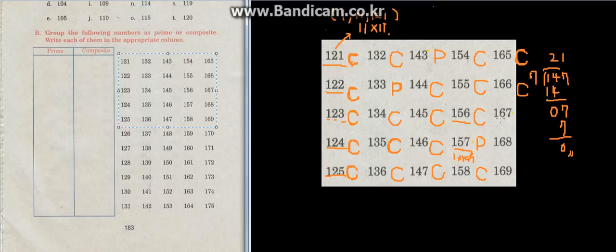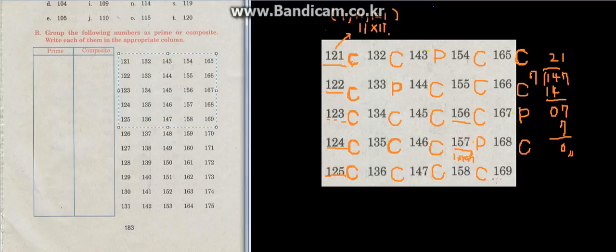And how about 167? So here this number only has 2 factors, right? 1 and the number itself. So here this is prime number. Then how about 168? This number is even, so it can be divided by 2. So it has more than 2 factors. So it's composite.